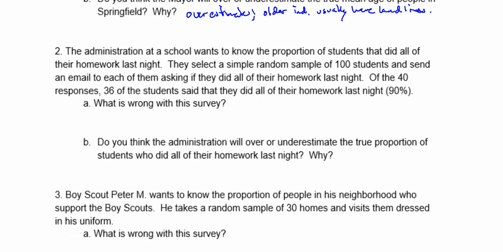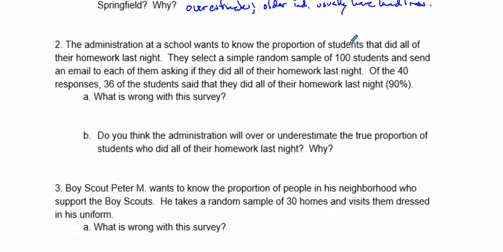Now, here's another example. Administration at a school wants to know the proportion of students that did all their homework last night. So they select a random sample of 100 students and send an email to each of them, asking if they did all their homework last night. So once again, they do a simple random sample, and they want to know what the population is. All students in the school. So that's our population. And they send out an email to 100 of the students.